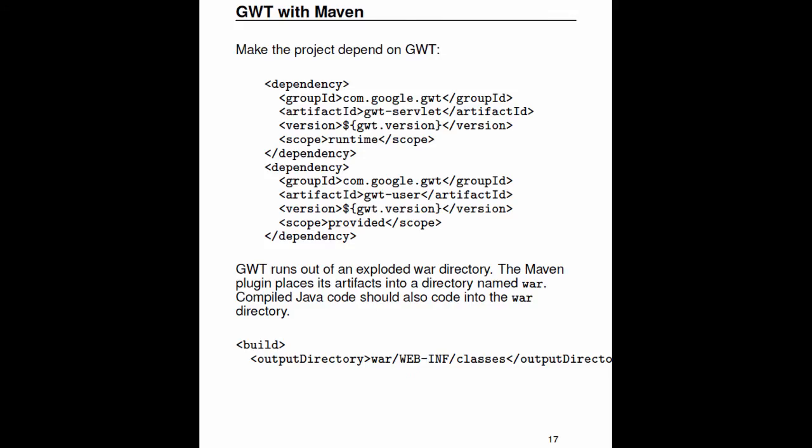Because GWT is just a bunch of Java libraries at the end of the day, you can depend on them just like you would any other third-party library. So you configure your dependencies for like the GWT servlet, which is the stuff that handles the backend code. We'll learn a little bit more about that later. And then the stuff for the front end, things like GWT user. Oh, a little footnote here. The GWT hosted mode runs out of an exploded war directory, so you need to have a little bit of extra configuration for your Maven build in order to get everything to work together correctly. So for instance, you need to set your output directory to war/WEB-INF/classes to make sure that everything gets compiled into the right location.